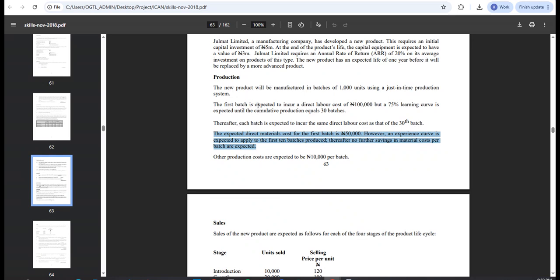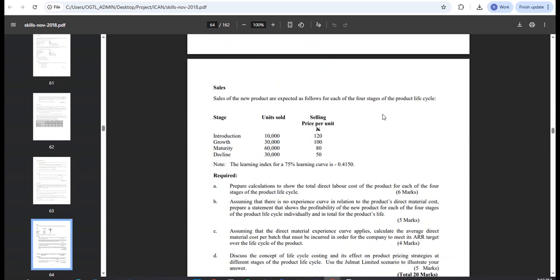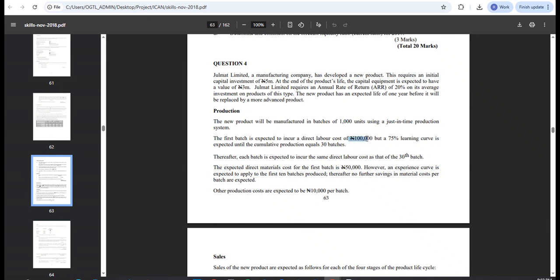The first batch is expected to incur a direct labor cost of 100,000, but a 75% learning curve until the 30th batch, which is from batch 1 to batch 30. We have a learning curve, right? Now, if the first batch is 100,000, that is our A. If you are doing Y equals a plus bx, our A is the cost of the first batch.